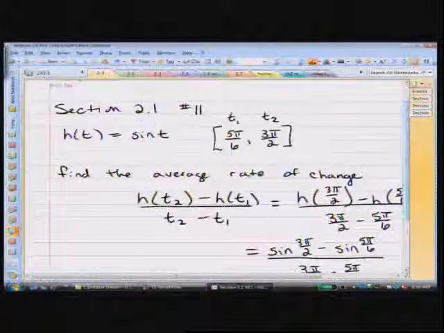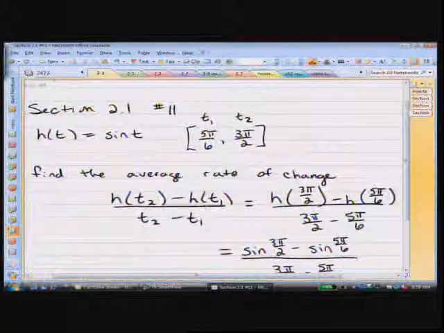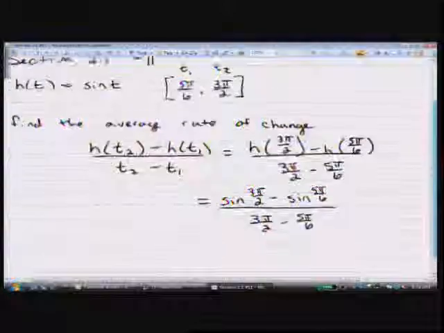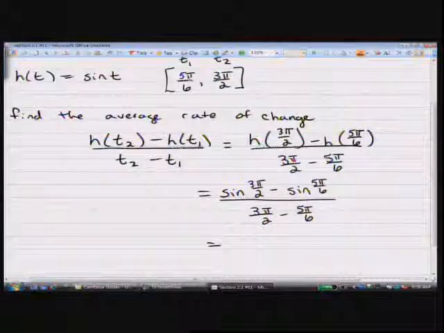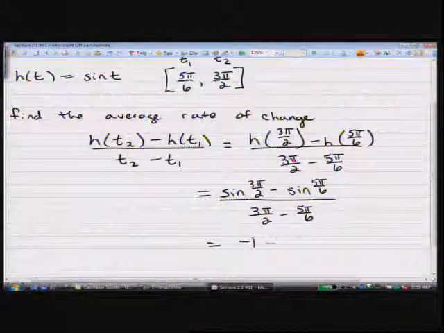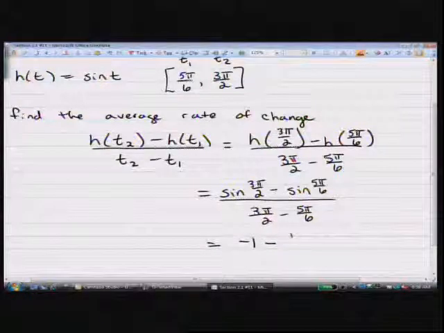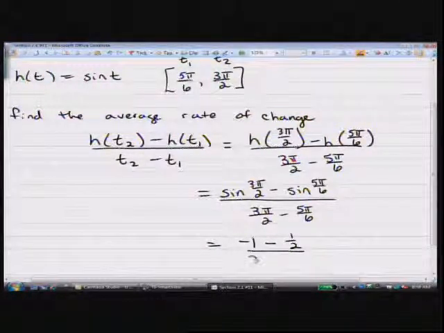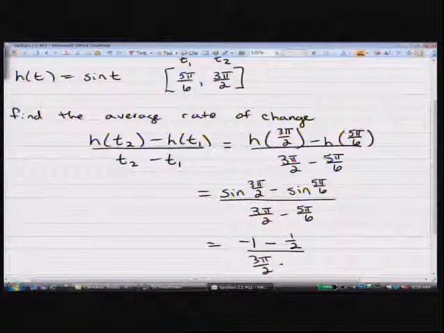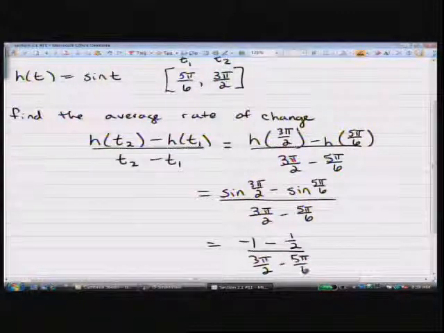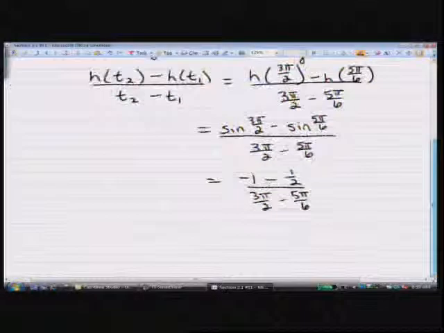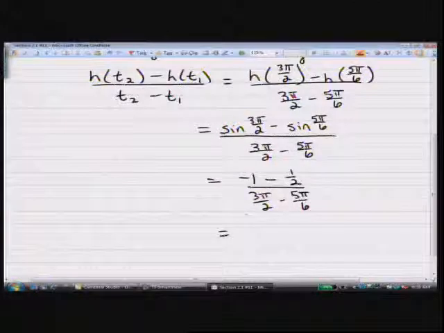To the problem here, we will do the sine of 3 pi over 2, which is -1, minus the sine of 5 pi over 6, which is 1/2, divided by 3 pi over 2 minus 5 pi over 6. So now it's just algebra. It's just not my fault if you can't do it. Well, I guess it is since I taught you that.